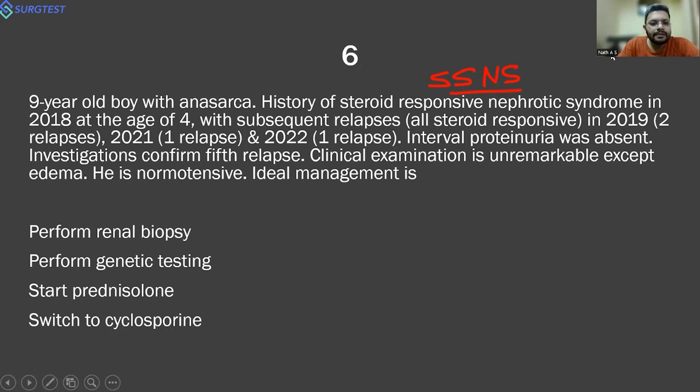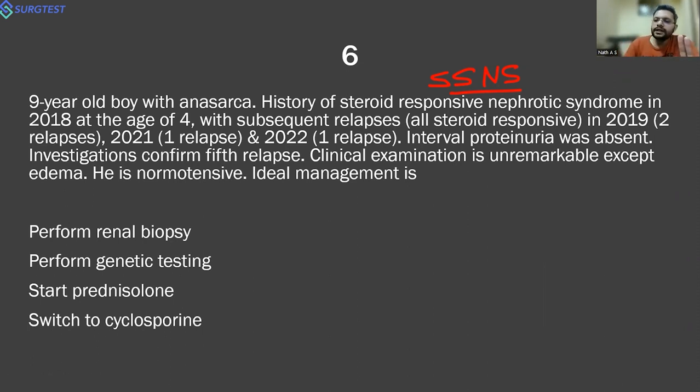Proteinuria was absent. Investigations confirm a fifth relapse. Clinical examination unremarkable except for edema. He is normotensive. What is the ideal management? Do you want to do a renal biopsy? Do you want to do genetic testing? Do you want to start prednisolone, or do you want to switch to cyclosporin? So again, I think we are divided, isn't it? I've got all options. I've got A, B, C, D. Okay. So we'll just discuss it a little bit here.